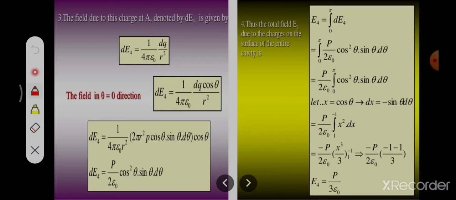From this, minus P divided by 2 epsilon naught into x cube divided by 3, from 1 to minus 1. By substituting minus 1 and 1 values, we get E4 is equal to P divided by 3 epsilon naught. This is the fourth electric field E4.